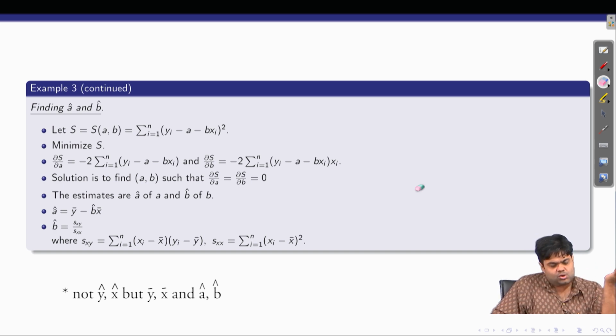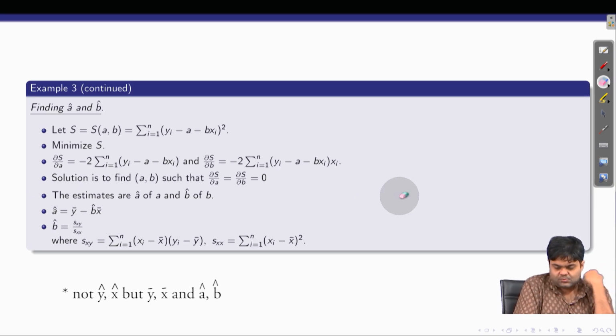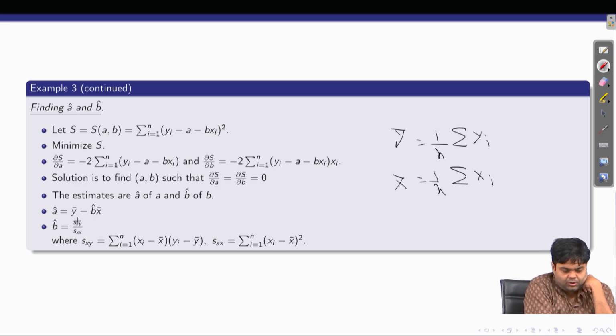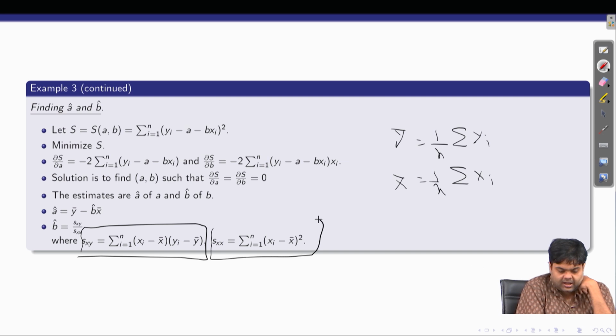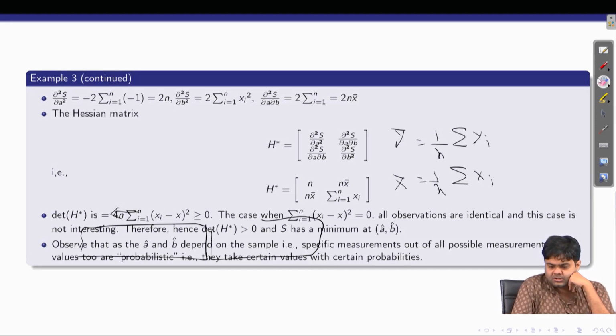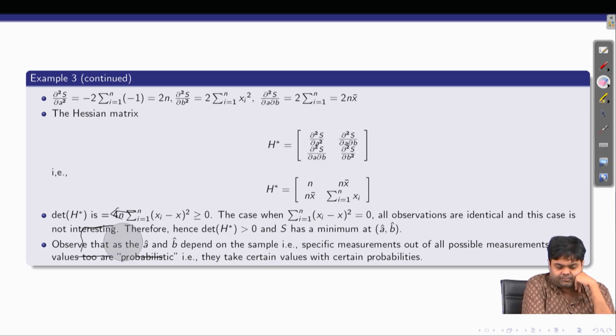The solution comes out to be a hat equals y bar minus b hat x bar, where we discussed what y bar and x bar are. So, y bar is just 1 over n summation y_i and x bar is 1 over n summation x_i. So, your predictor for b comes out to be the ratio of these two things, and to get a you just plug into this formula. This comes out using the usual partial derivative calculation.